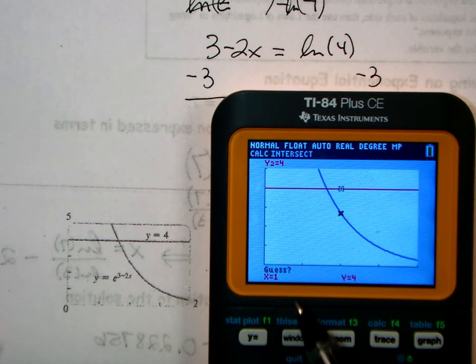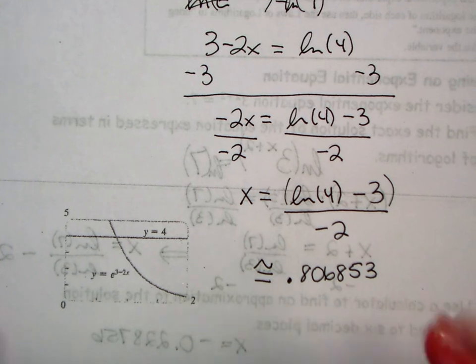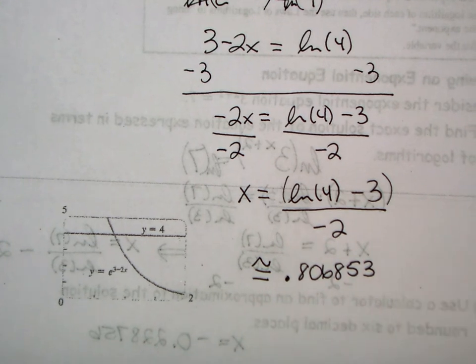Hit enter, and it's going to say guess, and you go ahead and enter one more time, and it should take that cursor right to the intersection point. And so if you notice, okay, it's kind of hard to read, but it is 0.806853. Okay, so if you wanted to solve that graphically, you just graph both sides and then calculate the intersection.